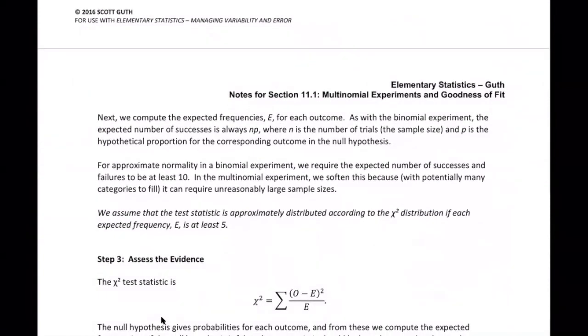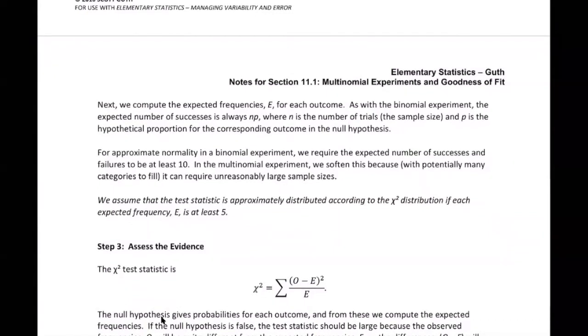Okay. Next, we compute the expected frequencies for each outcome. As with the binomial experiment, the expected number of successes is always NP, where N is the number of trials, the sample size, and P is the hypothetical proportion for the corresponding outcome in the null hypothesis. So you'll just do N times P for every category, but the P keeps changing, right? There's a P1 and a P2 and so on. Any question about that? It's pretty straightforward.